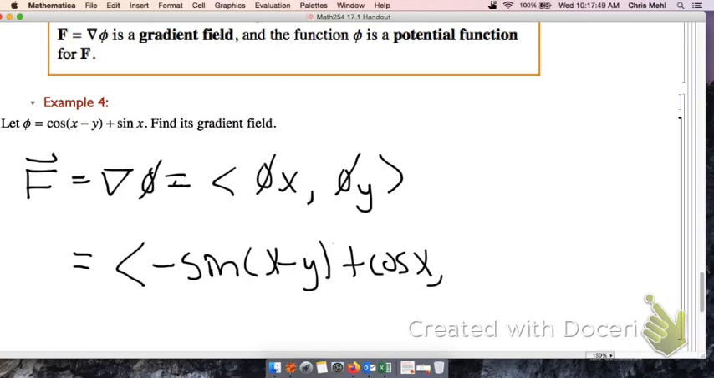And the second component is the derivative with respect to y. The derivative of cosine is minus sine, but the derivative of the inside is minus 1, so you get sine of x minus y plus 0, because the derivative of sine x is 0 with respect to y. Okay, so there's your gradient field, and notice it's a two-dimensional gradient field of a three-dimensional surface, which is kind of cool. Now I'm going to go ahead and just do a vector plot with this, see what it looks like.